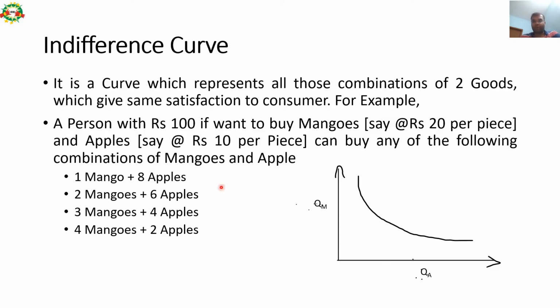So if we draw all these four possible combinations on the x and y axes, wherein the x axis is the quantity of apples and the y axis is the quantity of mangoes, the curve that we will get is called the indifference curve.